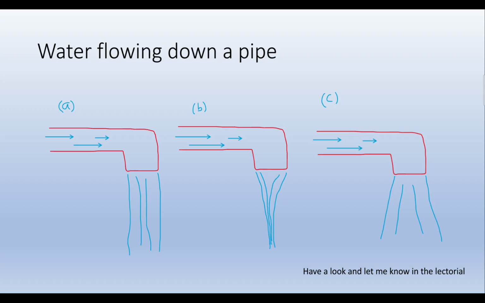Out of curiosity, I want to ask you all something. I'm sure you have all seen water flowing out of a pipe. Of course, we see it almost every day. But my question is this: have you really observed water flowing through a pipe? How does it flow? Does it flow like A in the tap, B, or C? I'd be very surprised if you do not go to the tap nearby and try it. Hopefully you do it, and then you let me know during the lectorial.